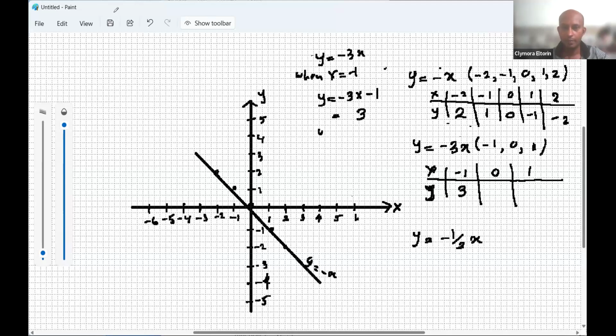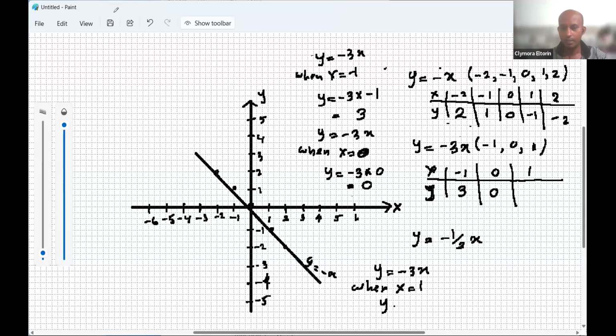Now here's the second one. y equals minus 3x. Now I'm going to substitute when x equals 0. So y equals minus 3 into 0, which means 0. It's also 0. Okay. Let's see the last one. Now we substitute when x equals plus 1. y equals minus 3 into plus 1, which is minus 3. Here's the minus 3. Now there are three ordered pairs we can observe.